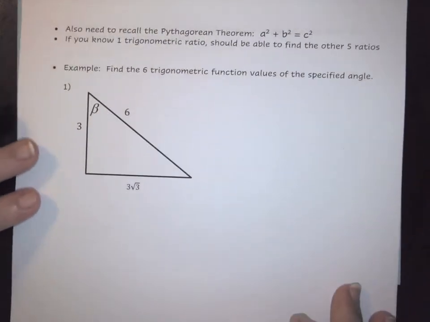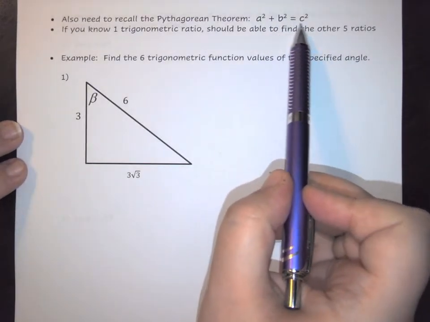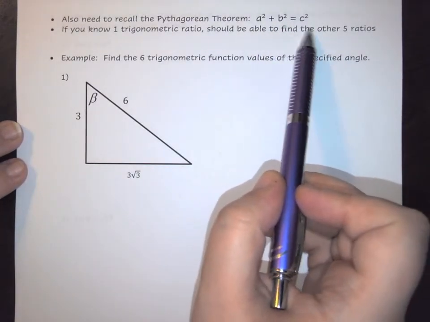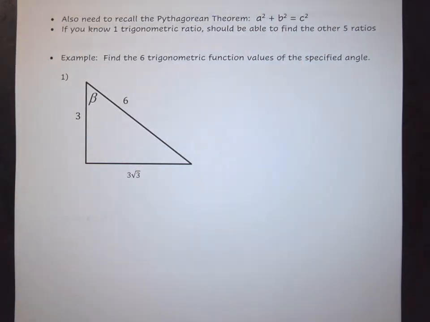Now, as always, because we're dealing with right triangles, the Pythagorean Theorem is always going to come into play, and we will use the Pythagorean Theorem to find any potential missing sides that we may have. As long as you know or have the capability to know one of your trig ratios, you will always then be able to extrapolate out and find the other five.